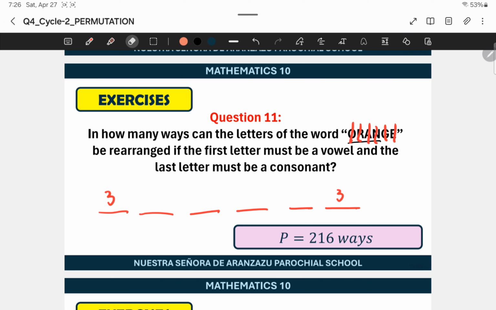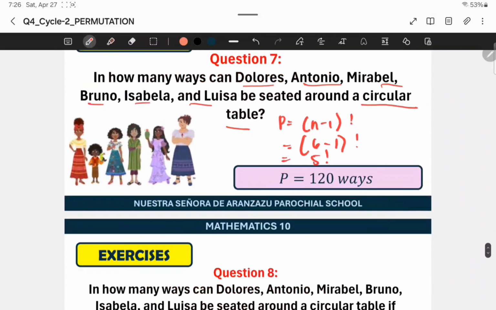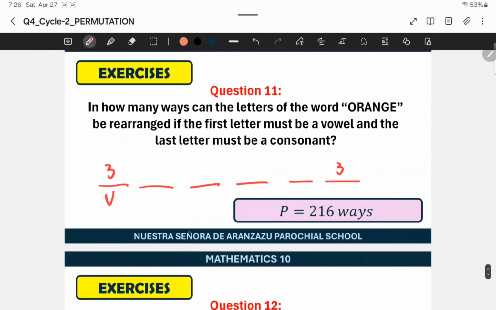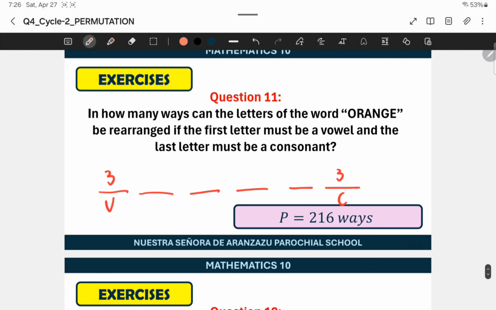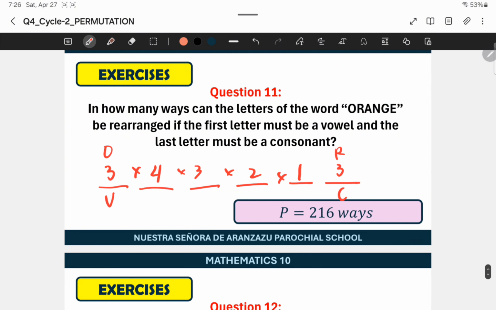So, let's say, meron ng nakalagay na vowel dito. And meron ng nakalagay dito na consonant. So, let's say, ito yung O, and ito yung R. Now, ilan na lang yung option natin for the second letter? You have 4. So, that is 4. And the third letter, 3, 2, and 1. Then, you multiply 3 times 4 times 3 times 2 times 1 times 3. And that is equal to 216.